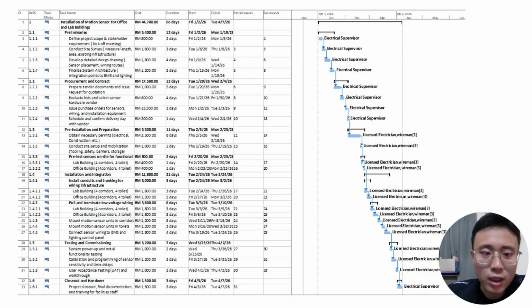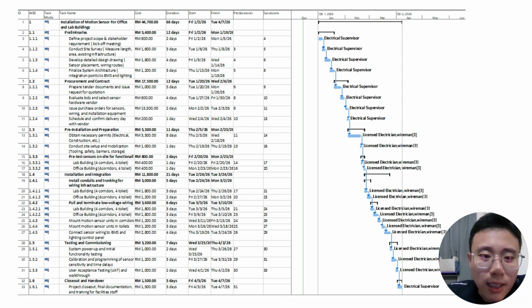By using this Gantt chart, we can know that this phase is critical to ensure all the material and equipment are available on time. Phase 3 is the pre-installation and preparation of this project. This phase involves obtaining the necessary permits, setting up the sites, and mobilizing tools and safety measures. In this phase, pre-testing of the sensor is also conducted to ensure functionality before actual installation begins.